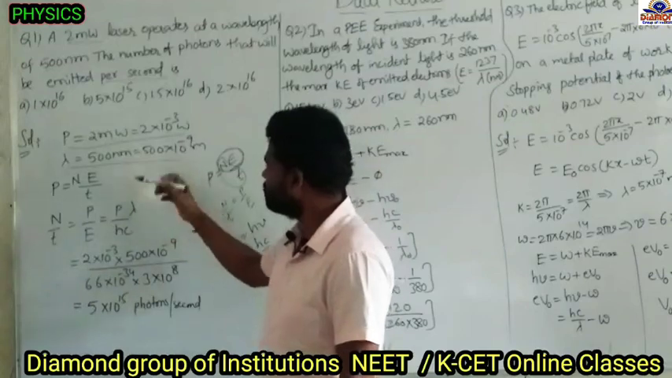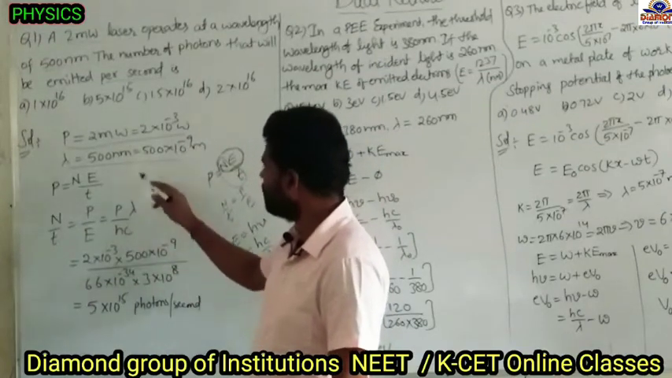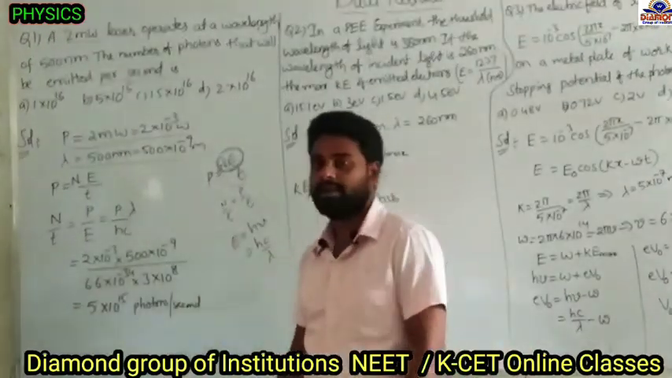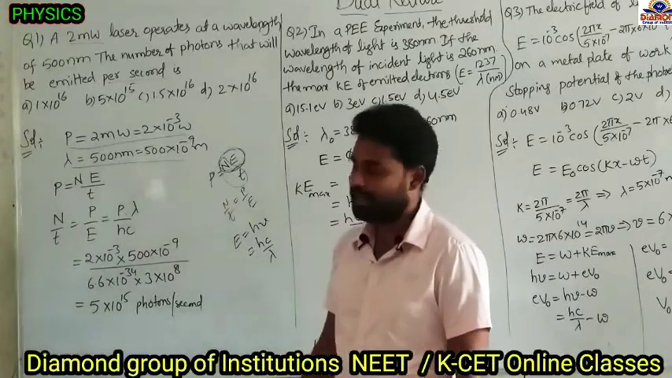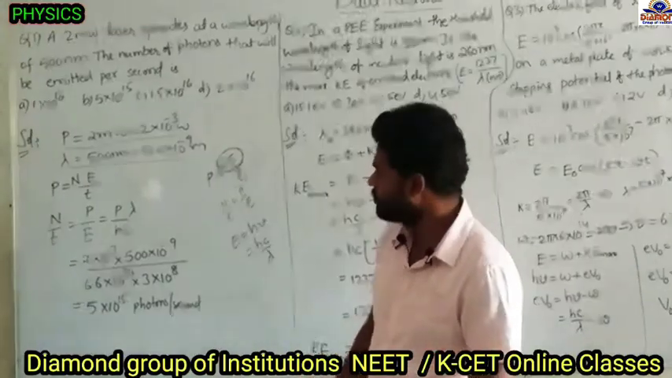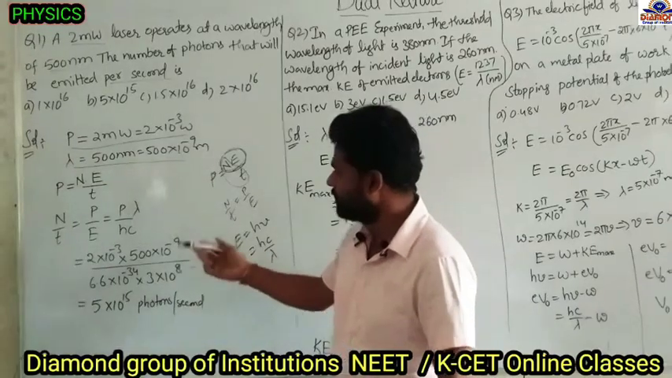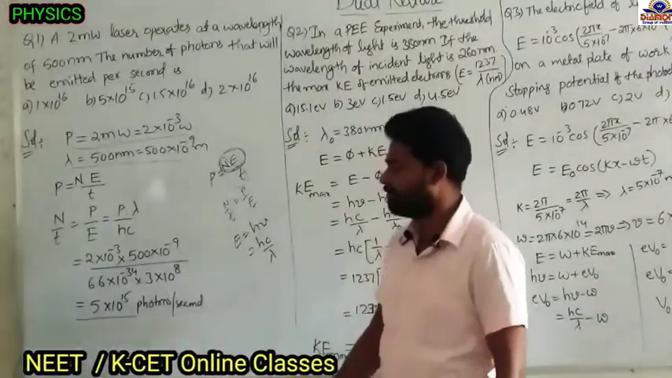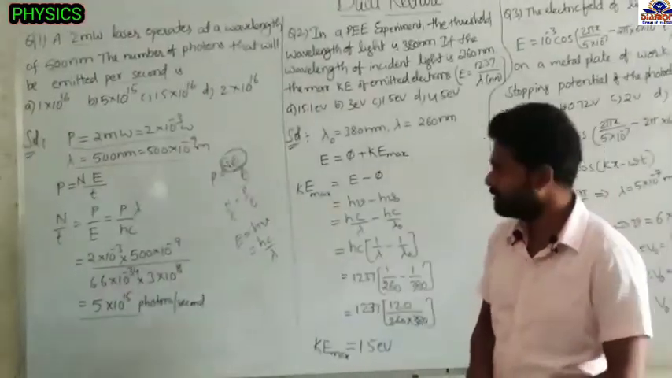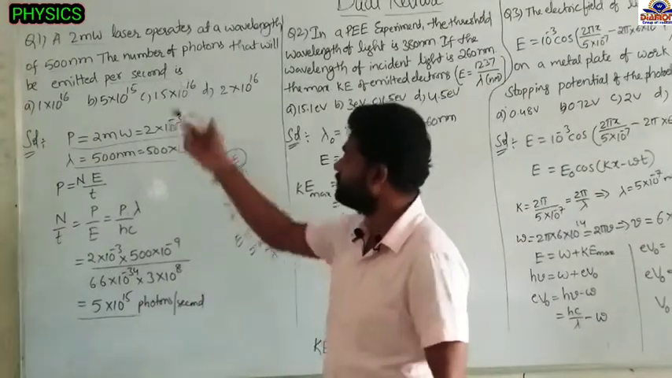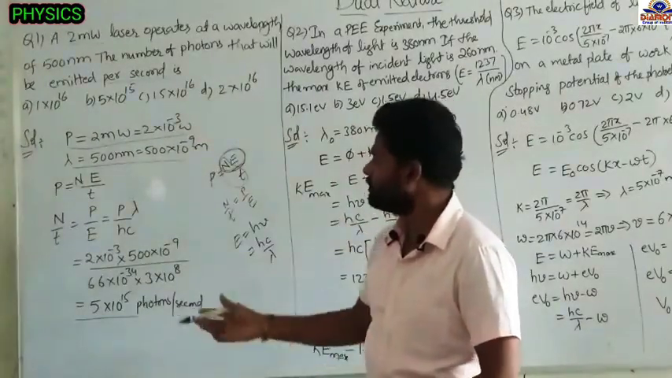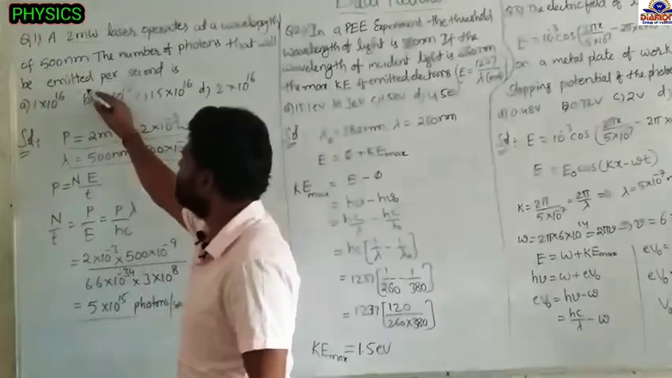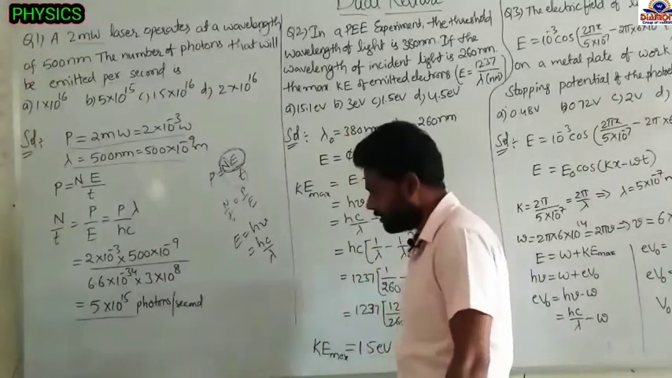Now substitute the given values. P value 2 into 10 power minus 3, lambda value 500 into 10 power minus 9, and h is Planck's constant, 6.6 into 10 power minus 34, and c the speed of light, 3 into 10 to the power of 8. All these are in SI units. Now simplify it, we will get n by t equal to 5 into 10 to the power of 15 photons per second. That means at this power and wavelength, the number of photons emitted is 5 into 10 power 15. Option B is the right answer.